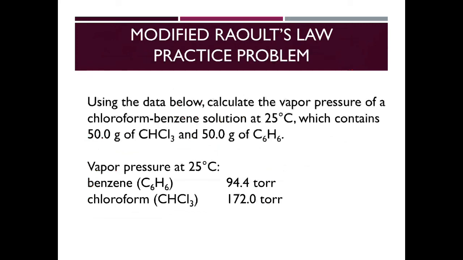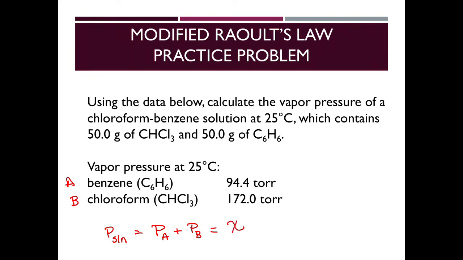Let's try one. So this problem says, using the data below, calculate the vapor pressure of a chloroform benzene solution at 25 degrees Celsius, which contains 50 grams of chloroform and 50 grams of benzene. And you have the normal vapor pressures of those both listed below. So again, our equation is solving for the vapor pressure of our solution. So we need the partial pressures of, if we think of A and B, let's say, this one's A and this one's B, or whatever the case may be.